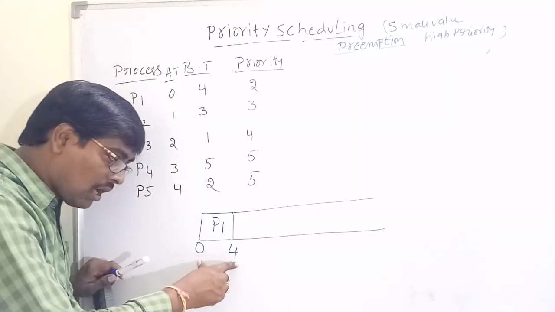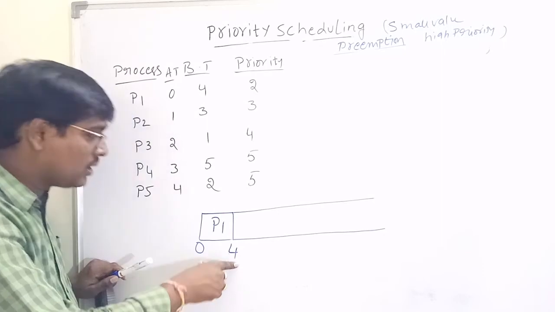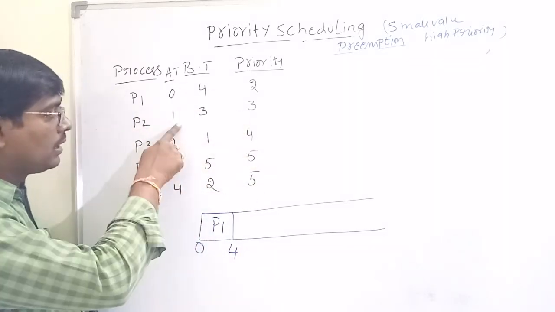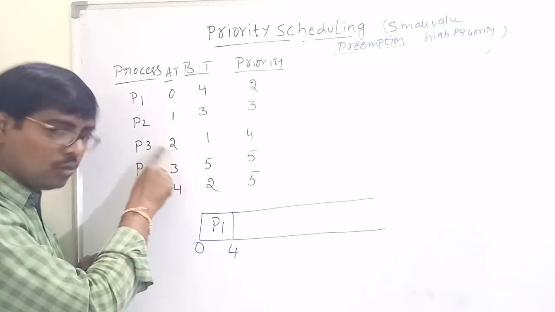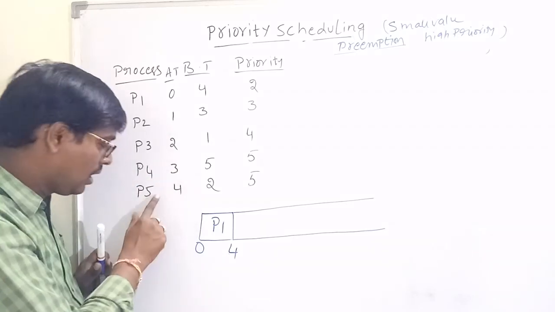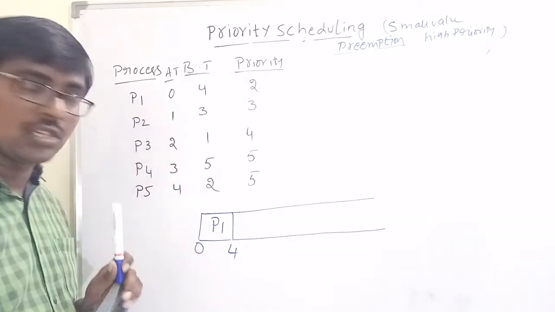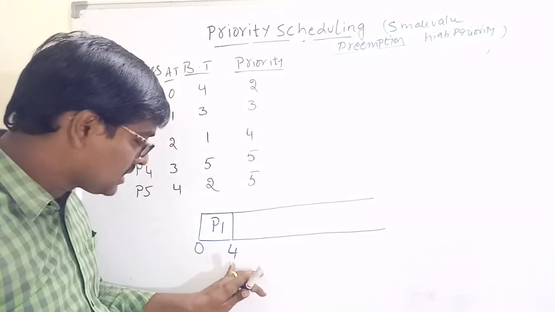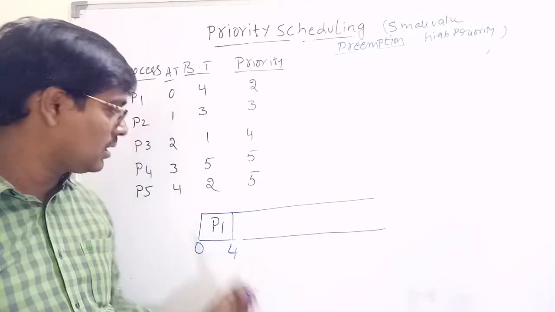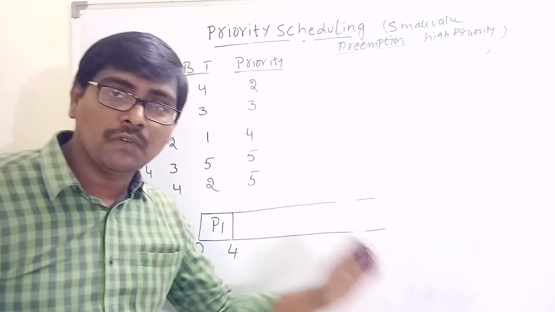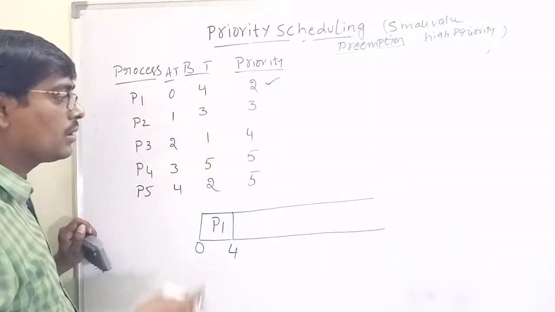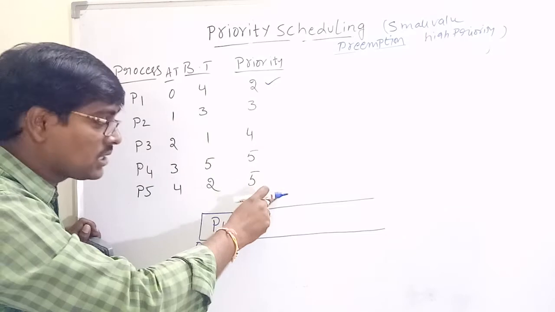That means after completion of 4 units, all the processes are in the system. Why? At time 1 process P2, at time 2 process P3, at time 3 process P4, at time 4 process P5 entered into the system. Once you reach the maximum arrival time, then the remaining procedure is very simple. What is the remaining procedure? From this onwards, simply follow the non-preemption approach. That means P1 is completed. Now all the processes are available.